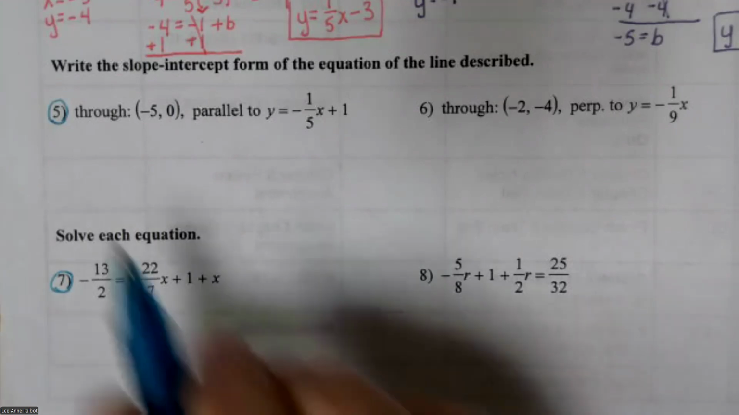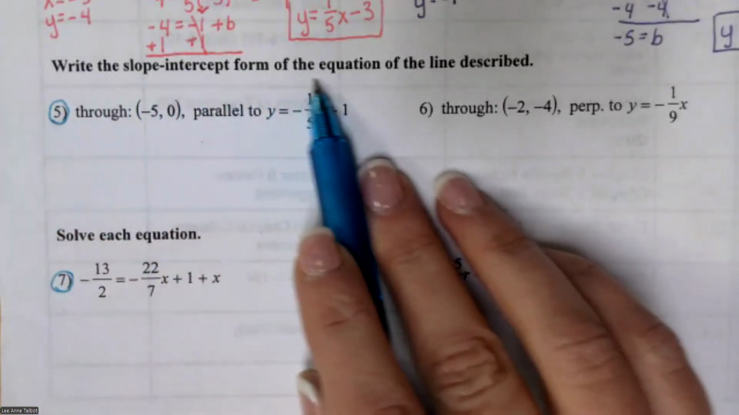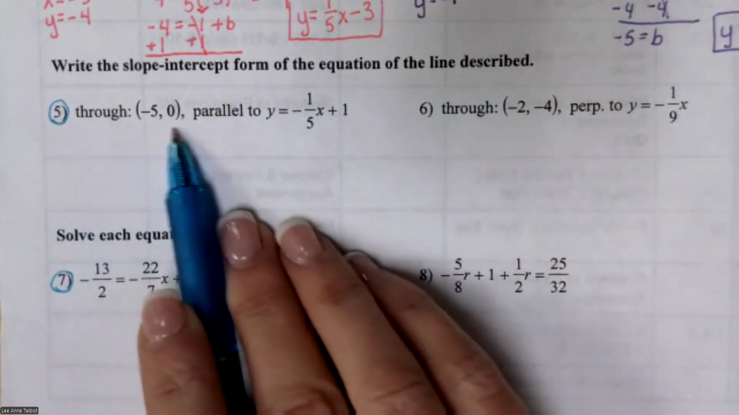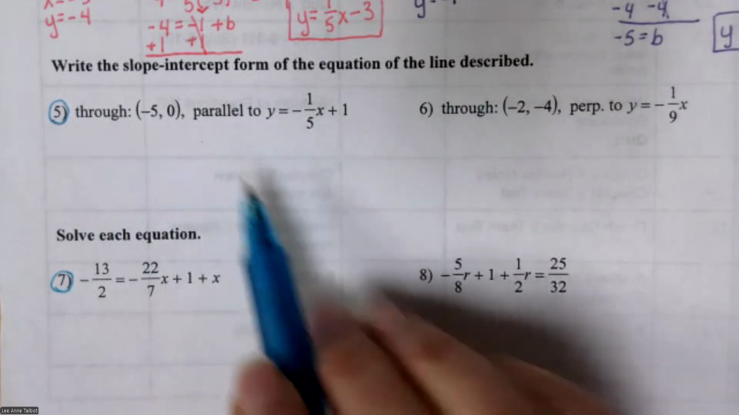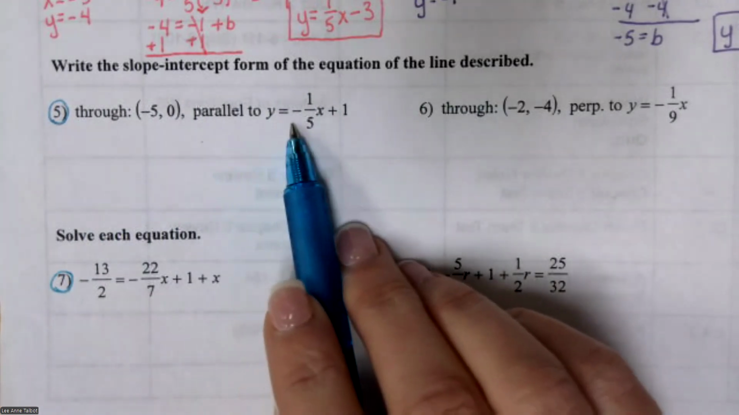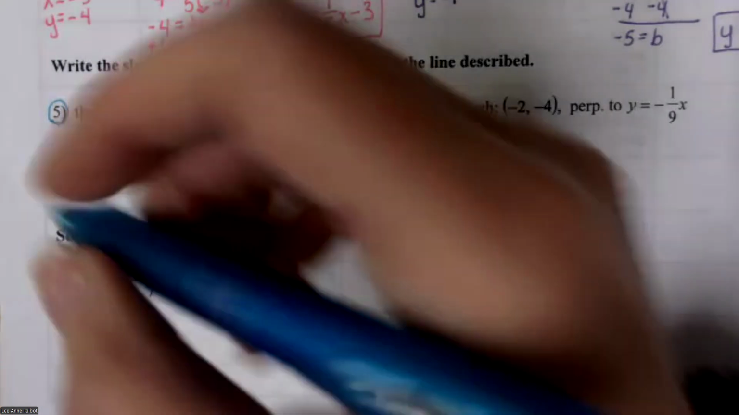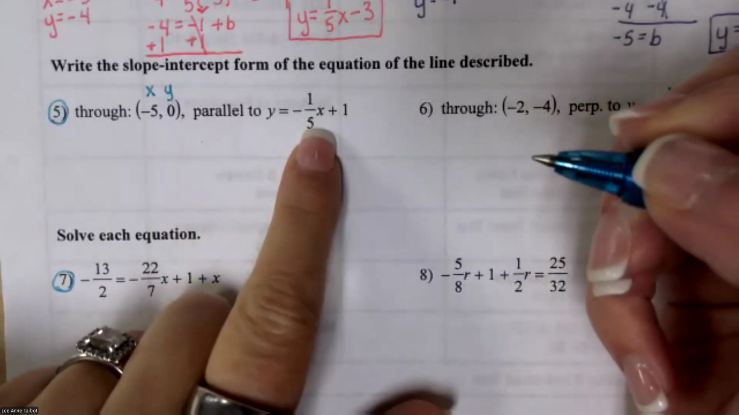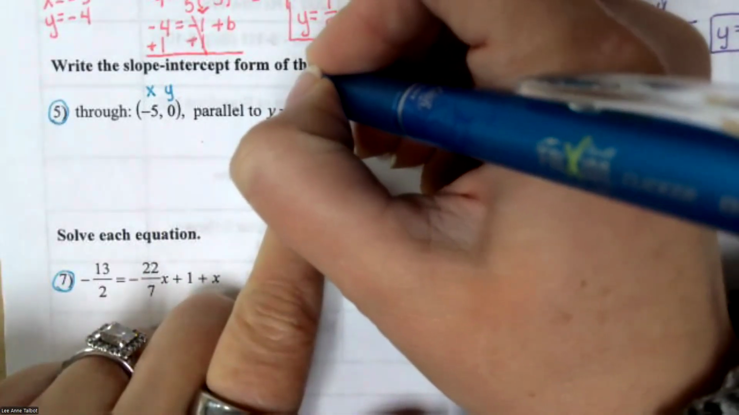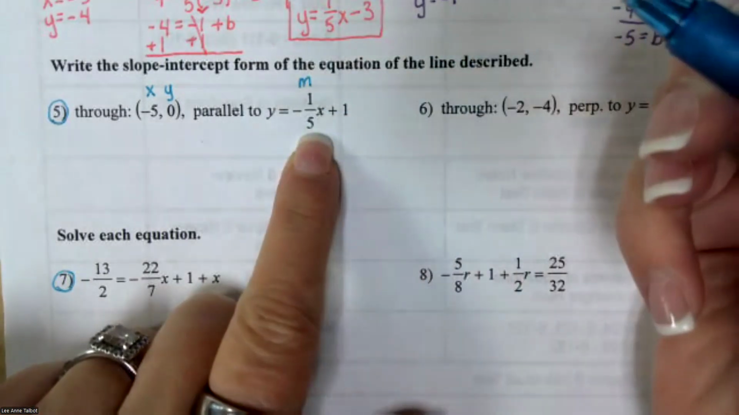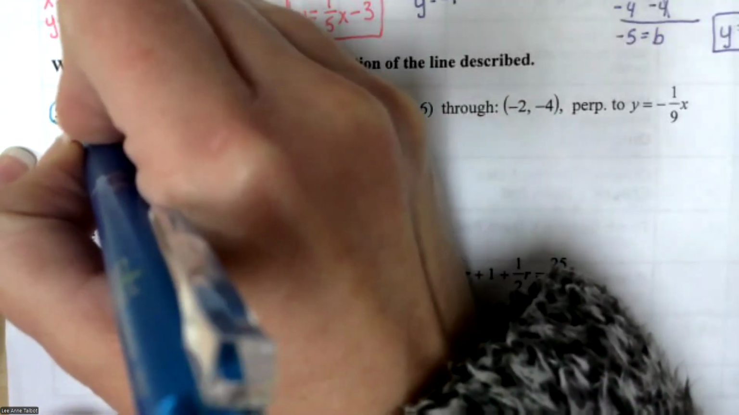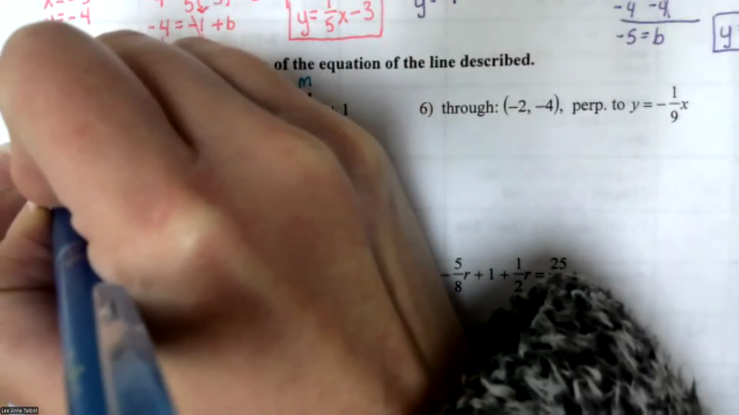Okay. Number 5, write the slope-intercept form of the equation of the line described. Through (5, -5, 0), parallel to y equals negative 1/5 x plus 1. Okay, so the point is my x and y. And because it says parallel, the slope is the same slope as this line. So m equals negative 1/5, x equals negative 5, y equals 0.